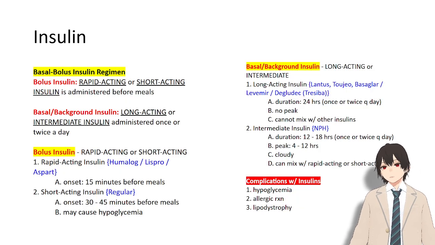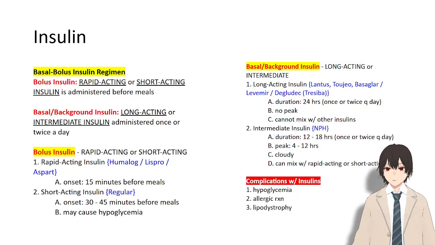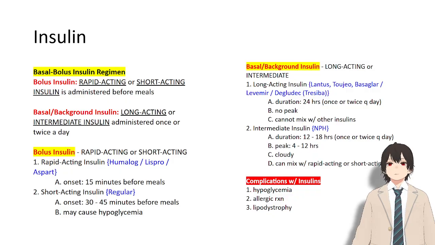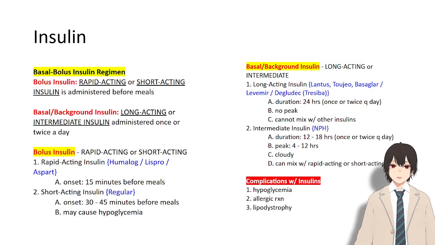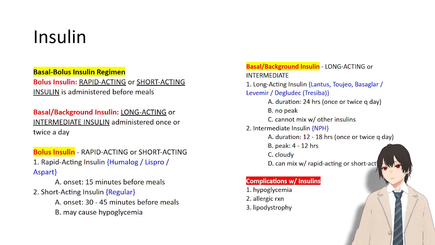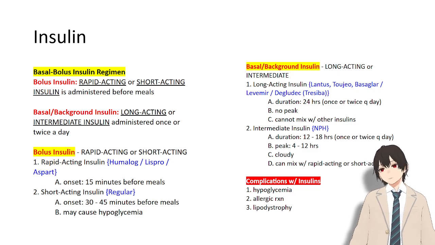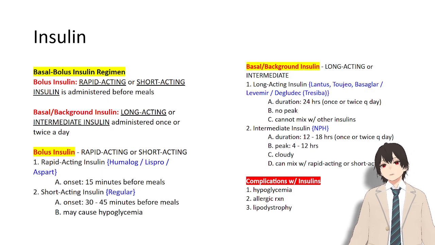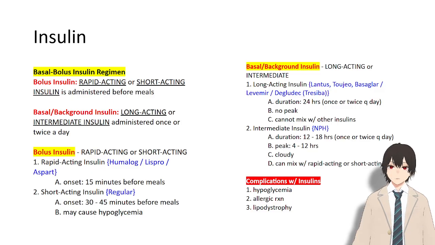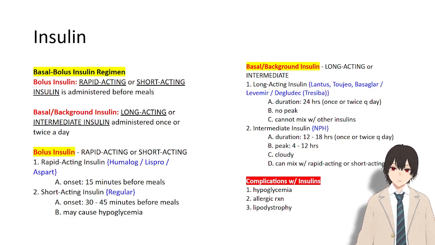So bolus insulin is usually given right before a meal, or like if they have a high blood sugar. Like I said earlier, the Humalog, Lispro, Aspart. A common one to remember on tests is Lispro. The way I remember that is like Lispro, let's go, and then Aspart, like when people say get your a-- over here, that's how I think of it. The onset for rapid acting is 15 minutes before a meal, and then short acting is 30 to 45 minutes before a meal.